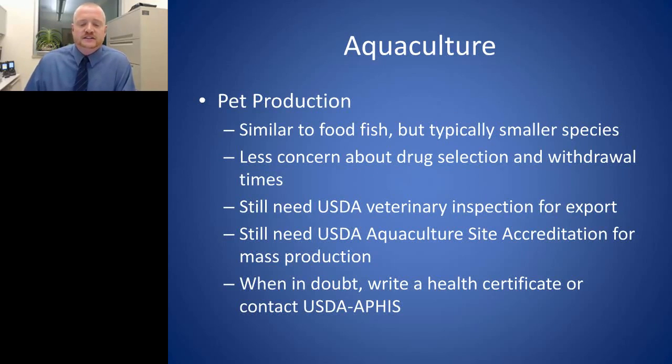There's a little bit less concern about drug selection and withdrawal times because these are not food animals, but you still need USDA veterinary inspection for export. You still need site accreditation if you're going to be a mass producer of these animals. I say when in doubt, write a health certificate. It never hurts to write a health certificate after you've examined those animals. And if you have questions, contact the USDA APHIS office. They're the experts.